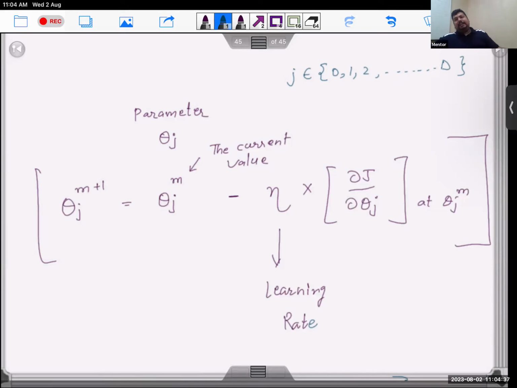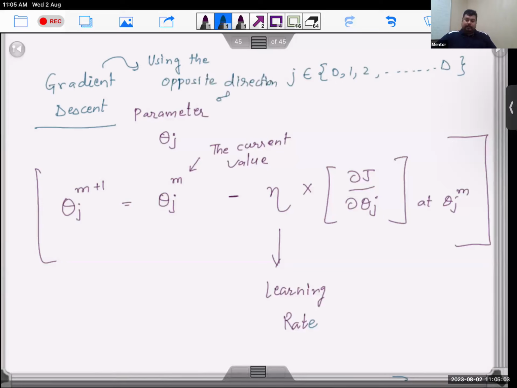And you keep on updating till when? Till you reach the minima. This is called gradient descent. You use the opposite direction of the gradient to descend into the minima.